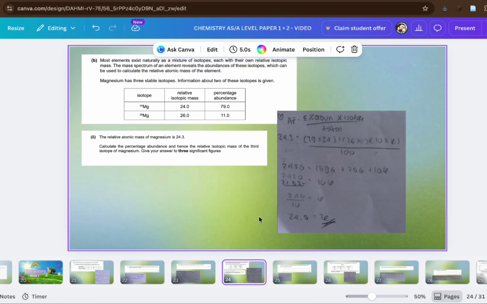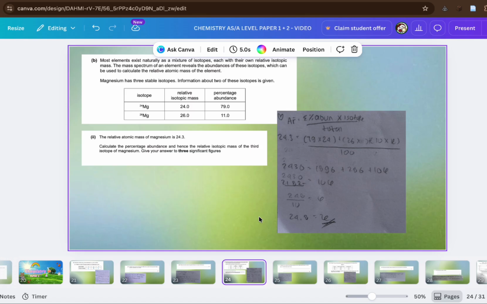Alrighty. Next, most elements exist naturally as a mixture of isotopes, each with their own relative isotopic mass. The mass spectrum of an element reveals the abundances of these isotopes, which can be used to calculate the relative atomic mass of the element. Magnesium has 3 stable isotopes. Information about two is given. The relative atomic mass of magnesium is 24.3. Calculate the percentage abundance and hence the relative isotopic mass of the third isotope of magnesium. Give your answer to 3 significant figures.